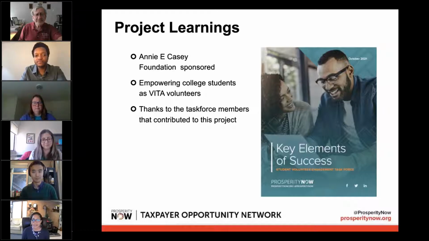So this group was comprised of representatives who are college university professors, campus VITA program managers, and the IRS.